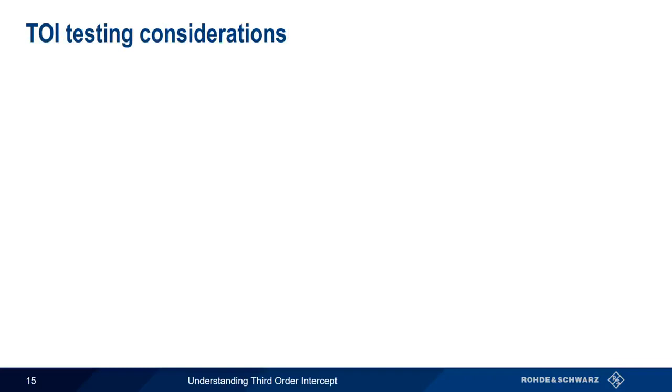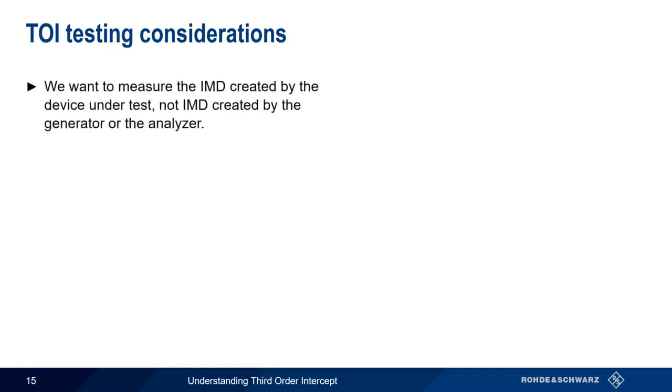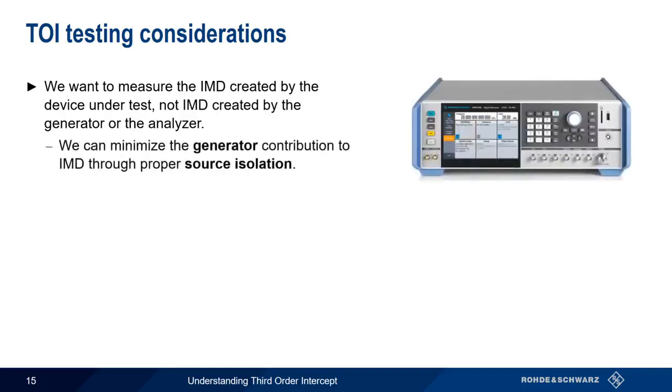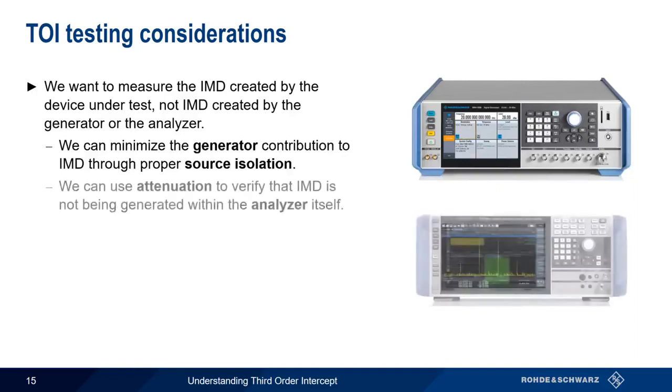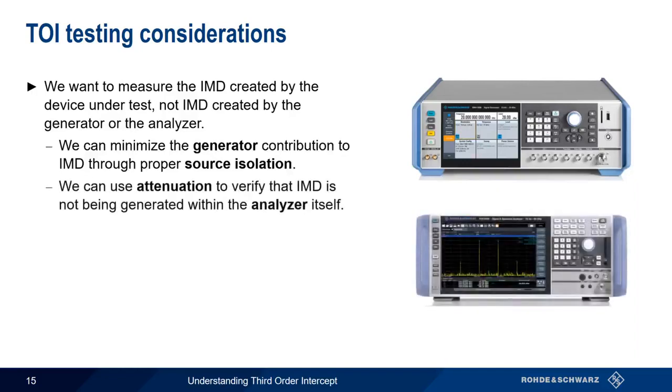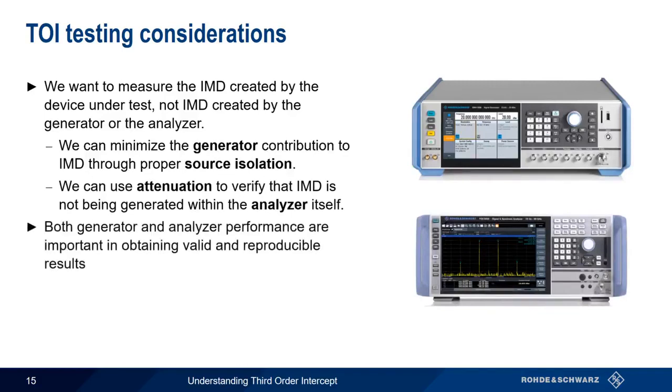Third-order intercept is a very simple measurement, but there are a few things we need to take into consideration when we make third-order intercept measurements. First, we need to be sure that we're measuring the intermodulation distortion generated by the device under test, not IMD generated by the signal generator or by the analyzer. There are two ways we can do this. We can minimize the generator contribution to IMD using something called source isolation. And we can use attenuation to check whether the IMD is being generated within the analyzer itself. And of course, instruments with good performance are necessary to get valid and reproducible results.